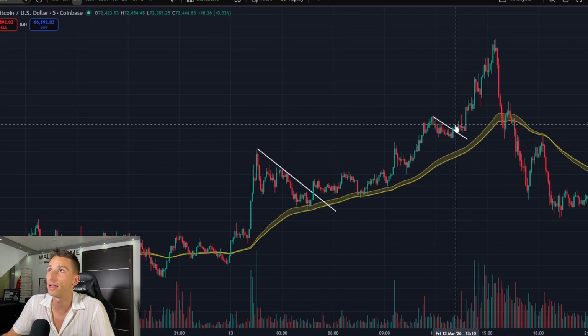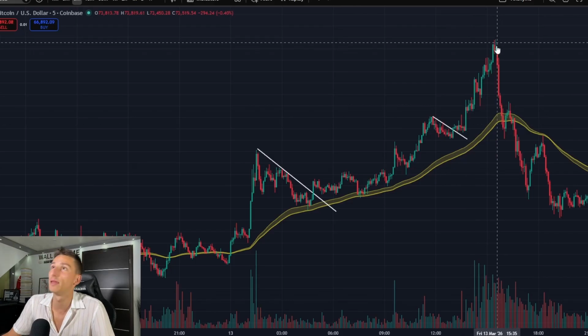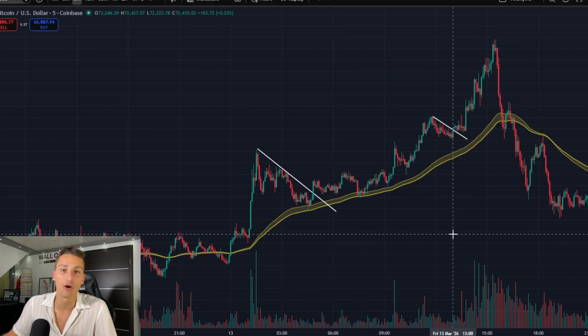And look, another flagpole over there, and another flag in the 5 minutes time frame, we break it, just ranging, and keep going. And this is what we call a bull flag.